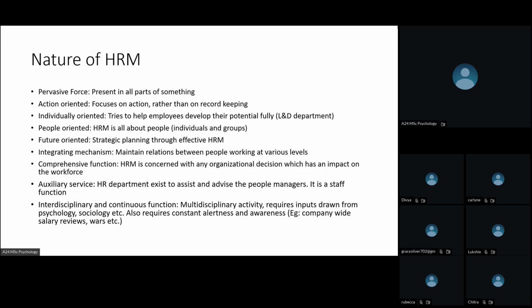And interdisciplinary and continuous function. Again, this is interdisciplinary. It doesn't only focus on the psychological part of the workforce, but also the sociological part. Also, companies these days have to submit their CSR reports, corporate social responsibility reports, to make sure they are contributing something in return to society. And then they have to think about the psychological safety of the employees, etc. So it is interdisciplinary. It does not just work in one discipline. It works with multi-level, multidisciplinary activities.